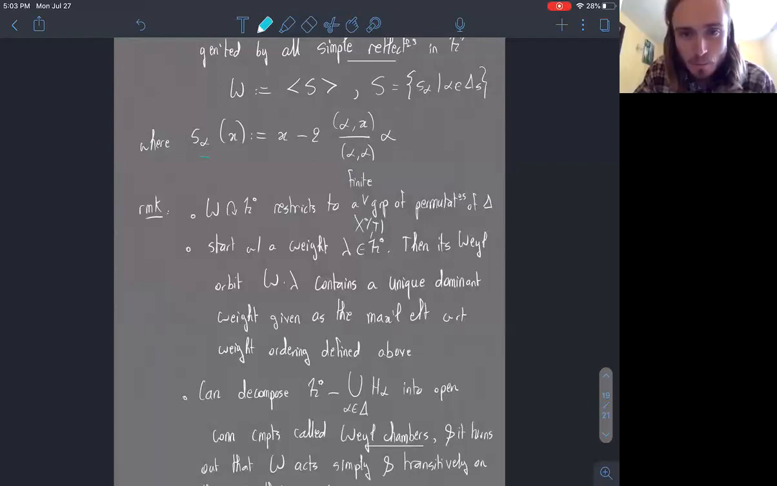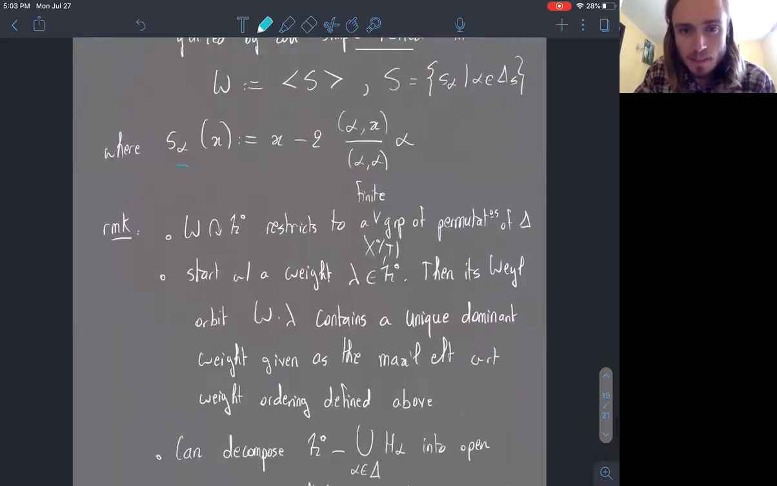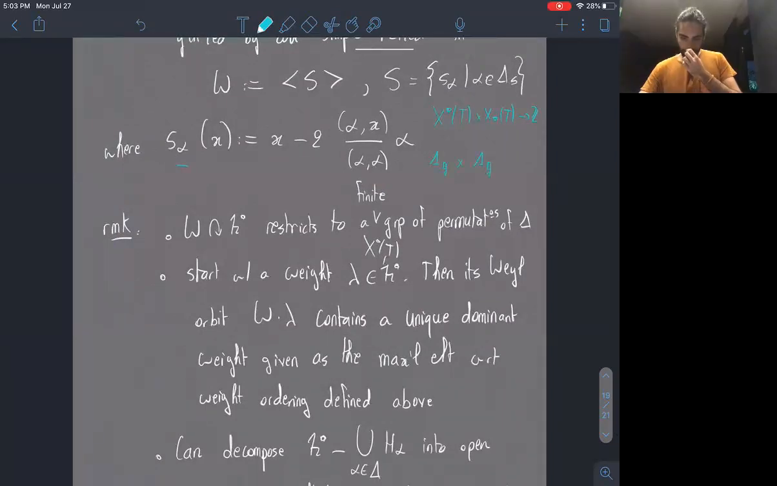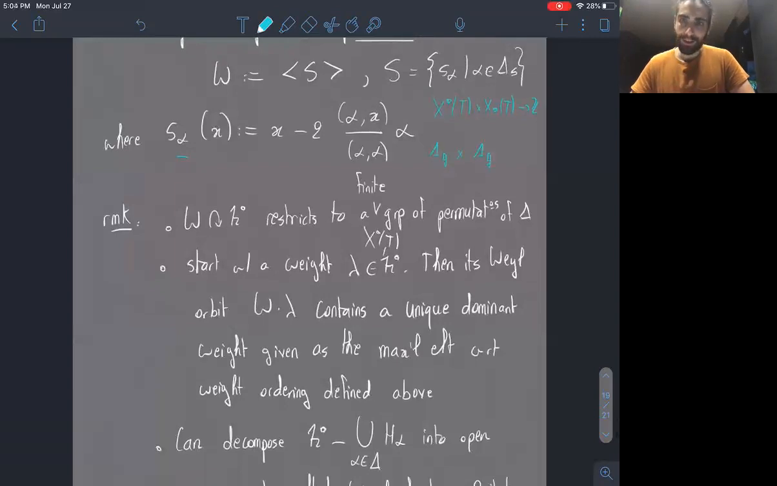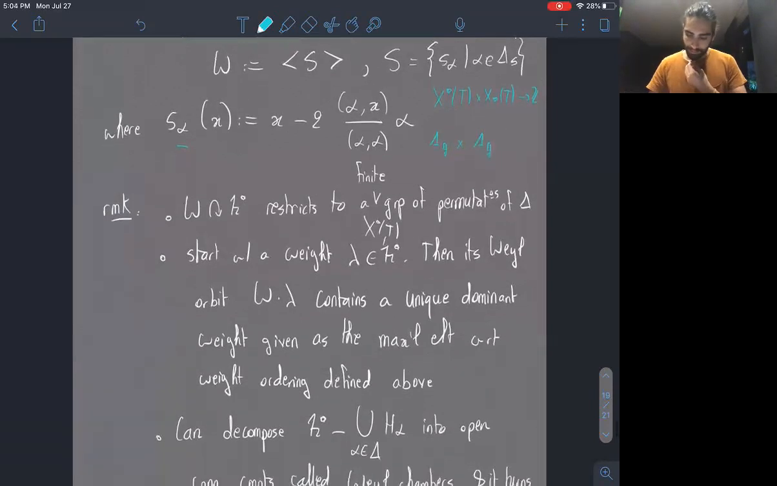Wait, okay, so if you apply the parentheses to two elements in H star, so sometimes it means the Killing form and sometimes it doesn't? So, right. Upstairs you have this pairing between weights and coweights going to Z. If you differentiate a weight, you end up in the integral weight lattice of G. So that's gamma G. Okay.